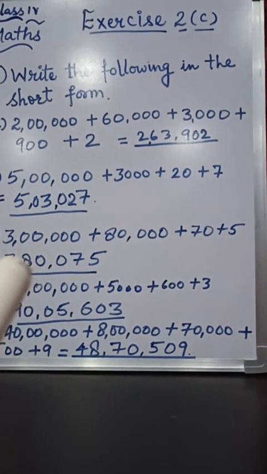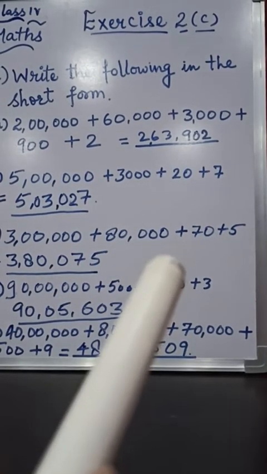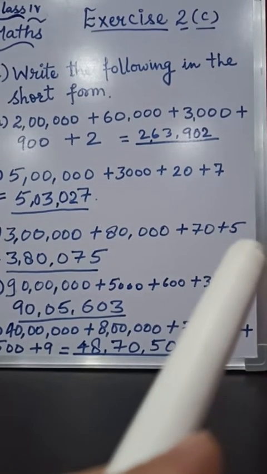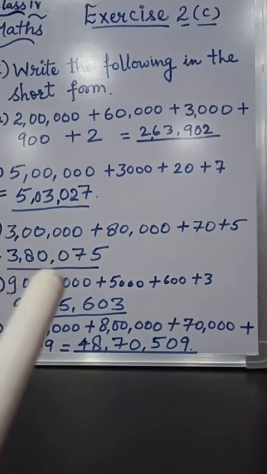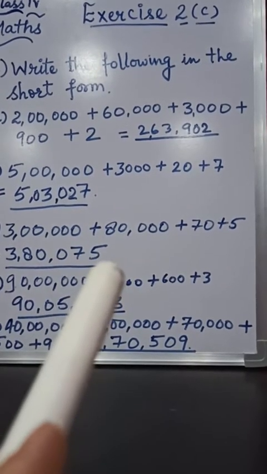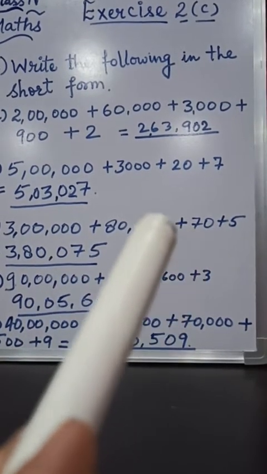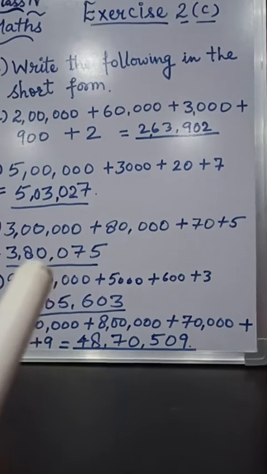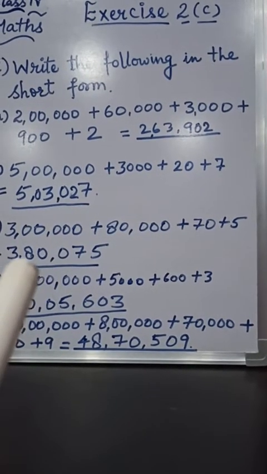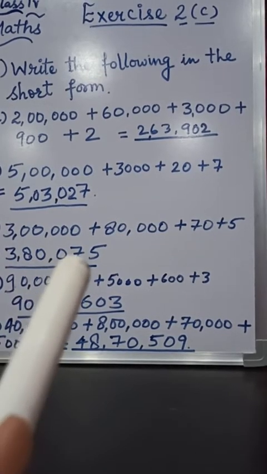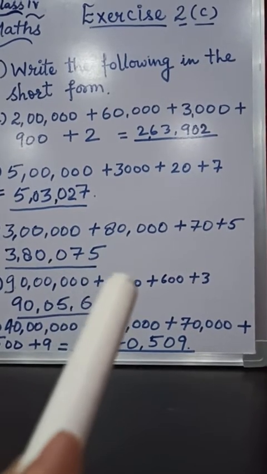Question C is 3 lakh plus 80,000 plus 70 plus 5, and the short form of this expanded form will be 3,80,075. Again here 0 is written. Why? Because on the hundreds place 0 is there. So this is the short form of this expanded form: 3,80,075.